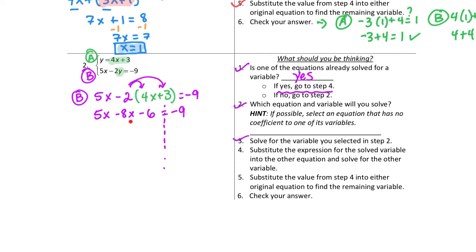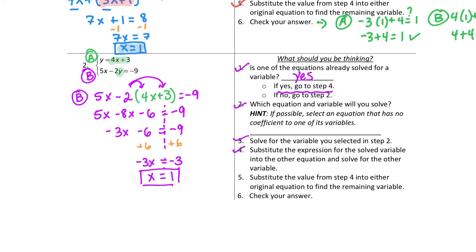I need to combine these two like terms to start with. That gives me -3x minus 6 equals -9. Quickly add that 6 to both sides to solve. I've got -3x equals -3. When I divide by -3 to -3, that gives me a +1. My x value is 1 here.